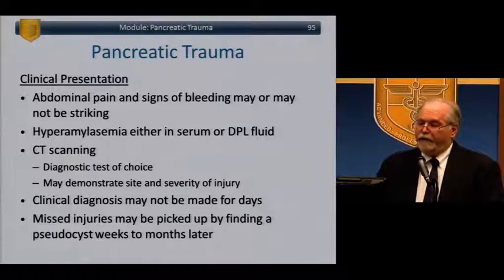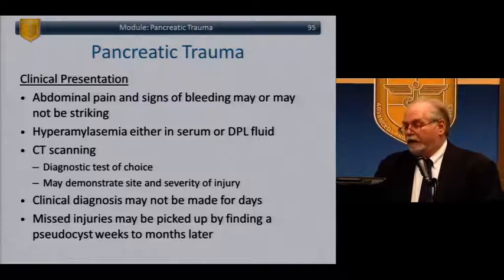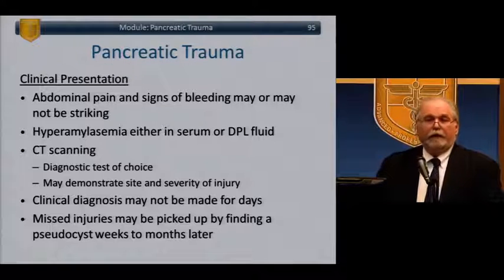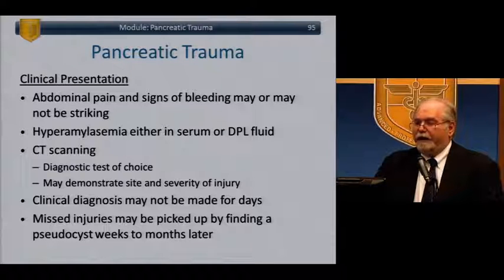They tend to present with abdominal pain, although they may not. They may have signs of bleeding or not. They may have hyperamylasemia in the serum or in the DPL fluid. The study of choice, of course, is the diagnostic CT scan, which may demonstrate the site and severity of the injury. You may not make the diagnosis for several days, and missed injuries can be picked up by finding a pseudocyst weeks to months later.